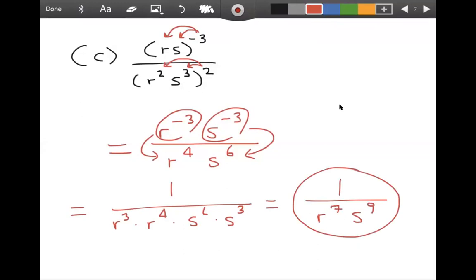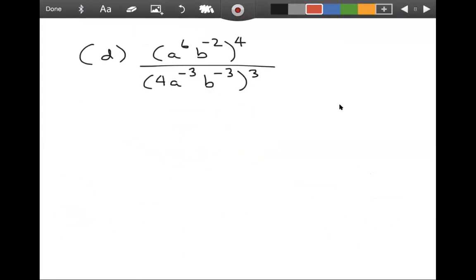All right, and for the last example, we have the 4th power of a to the 6th times b to the negative 2 divided by the 3rd power of 4 a to the negative 3 b to the negative 3. This one is pretty similar to letter C, so I would encourage you to pause the video, try this one, come back and compare notes.